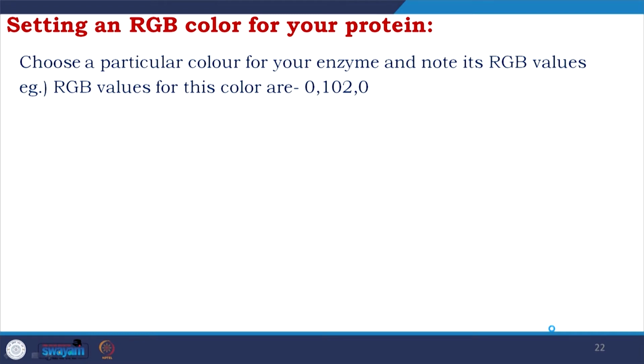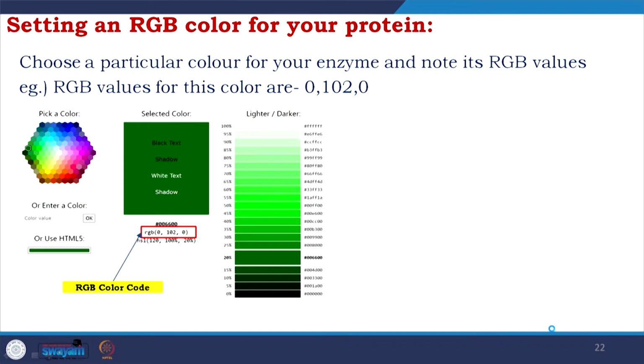You could provide color to the protein. You could choose a particular color for your enzyme, and you could note the RGB values. RGB values are an excellent representation of color. R is red, G is green, and B is blue. Red, green, blue is RGB. So, providing the value of all three of them, the mixing gives you a new color. Here you could see, you could pick any color, you could select the color and you get the RGB value.